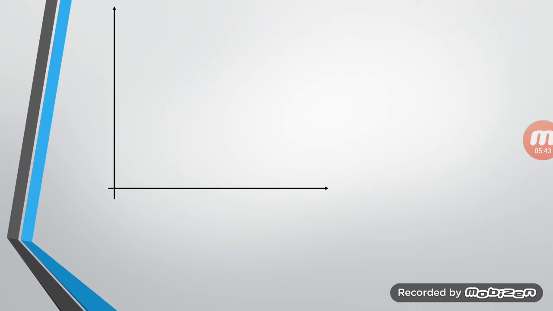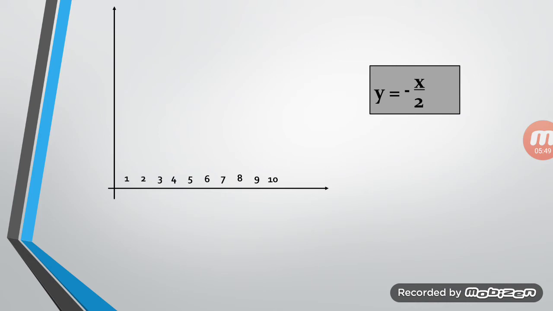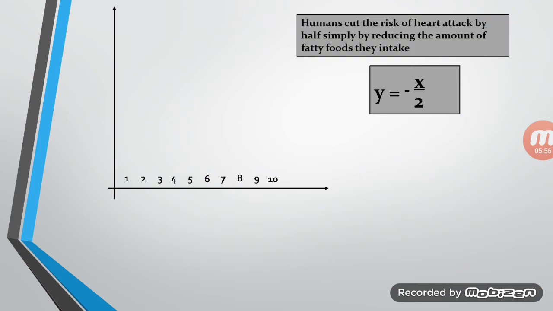Now, moving on to our second graph, it's going to be laid out the same way. The numbers will be on top, and you'll see why in a second. Now we have y equals negative x over 2. So the absolute opposite of the one previous. And we have the word prompt, humans cut the risk of heart attack by half simply by reducing the amount of fatty foods they intake.